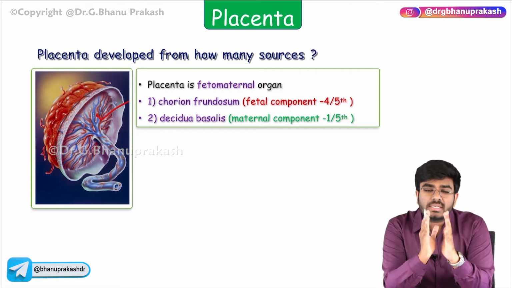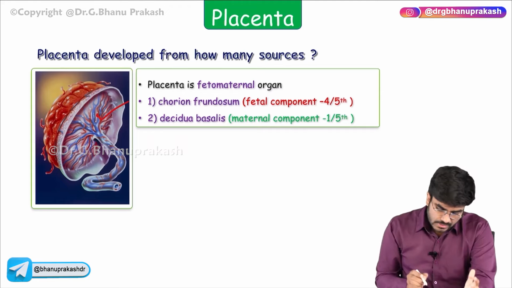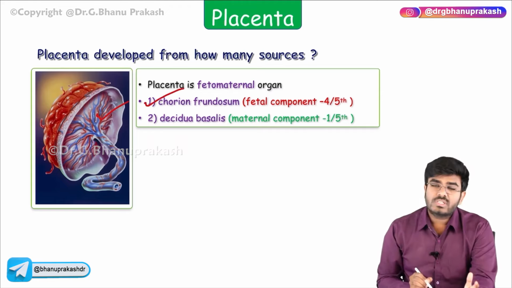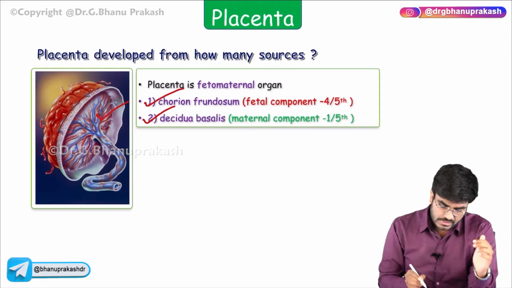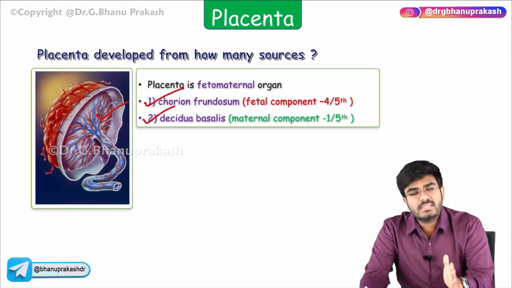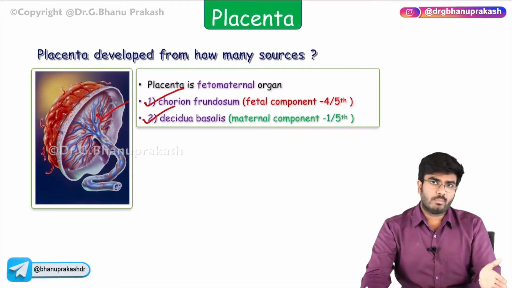Out of the total thickness of the placenta, 4/5 of the thickness is coming from chorion frondosum and 1/5 of the thickness of the placenta is from the decidua basalis. Decidua basalis forms the maternal component, chorion frondosum forms the fetal component.